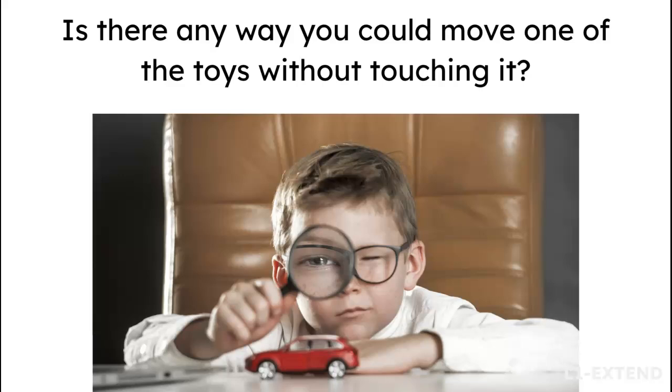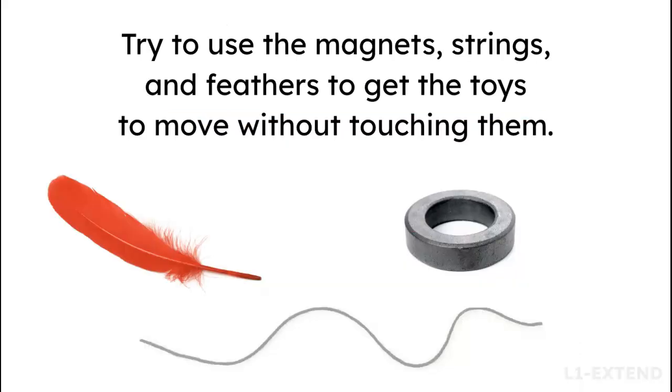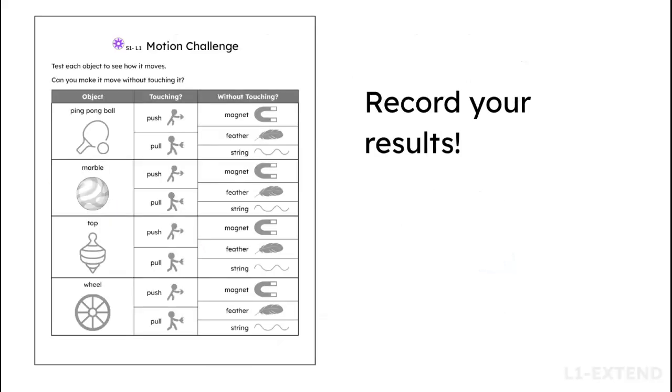For the optional Extend, you can review the ways that students used pushes and pulls when exploring the toys and ask if there is any way they could move one of the toys without touching it. You can have students experiment with magnets, strings, and feathers. They can then complete the Motion Challenge student journal page.